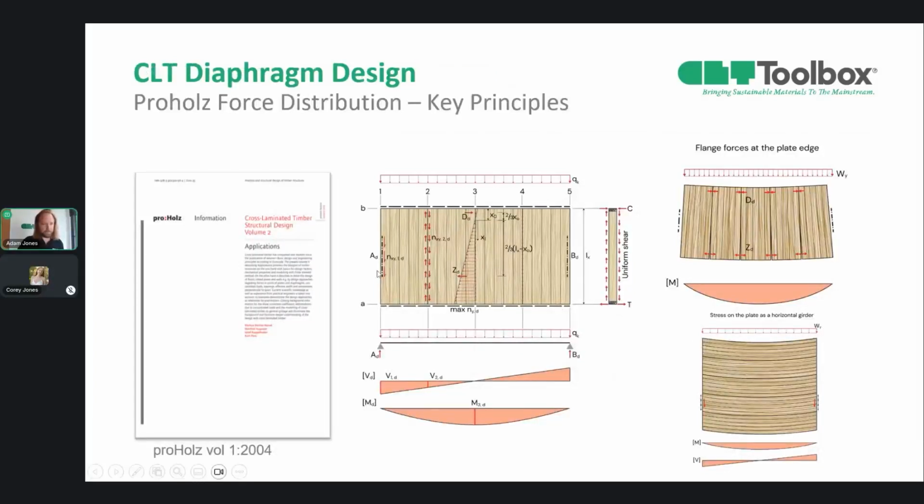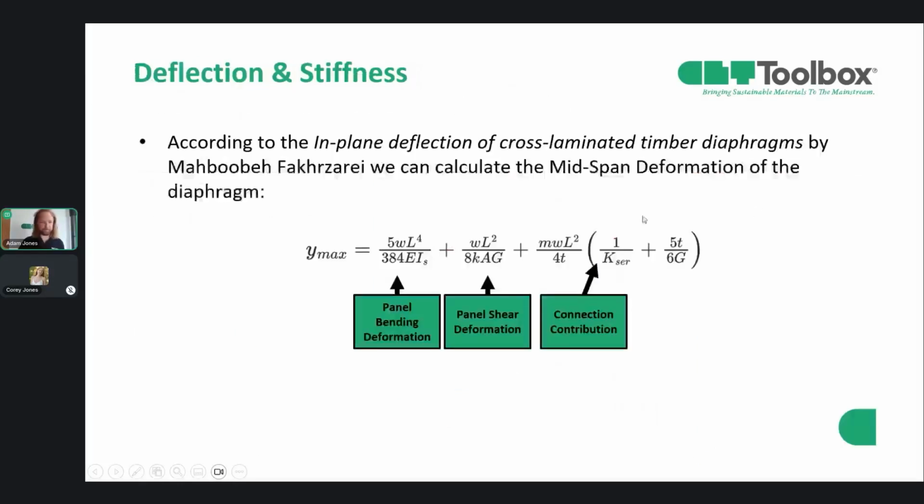Looking closer at the ProHolz, it's actually volume 2, not volume 1, but you've got that model and you can do the lateral loading in both directions relative to the diaphragm in the calculator. When you're looking at the combined deflection and overall stiffness, there are 3 elements that we're going to look at. One is the panel bending deformation, which is covered, and the effective stiffness of all of our CLT suppliers on the platform. We'll be working dynamically to calculate this.